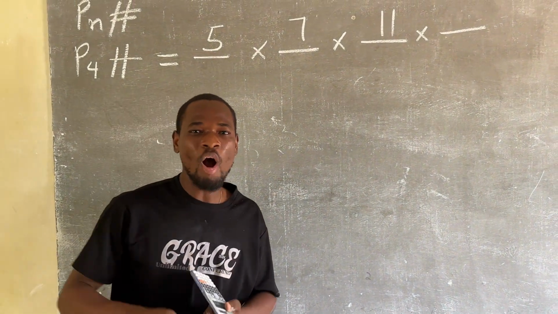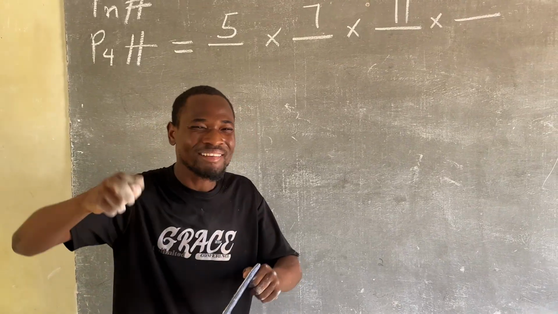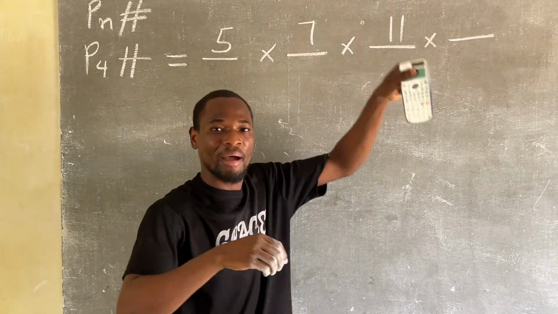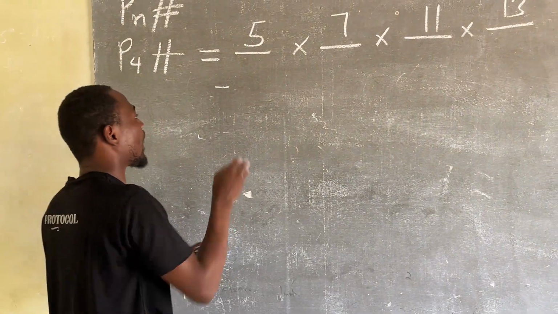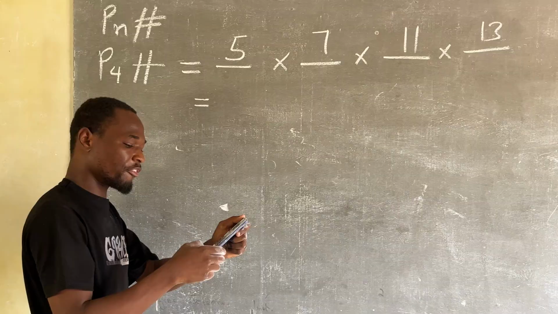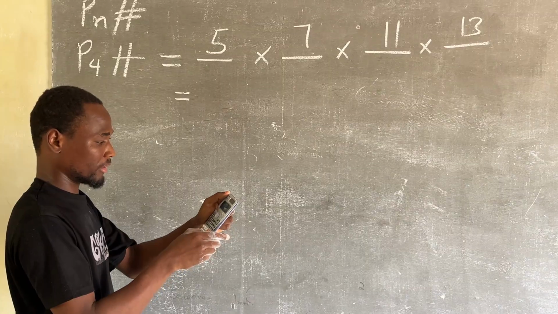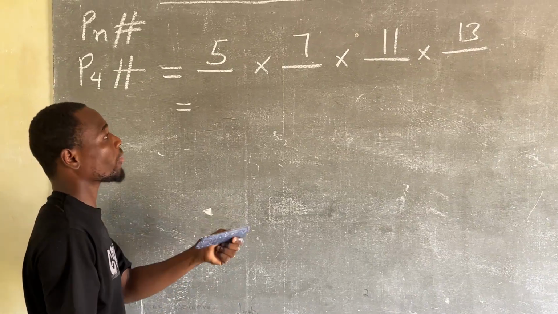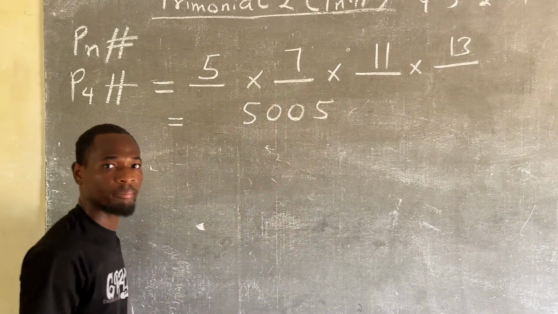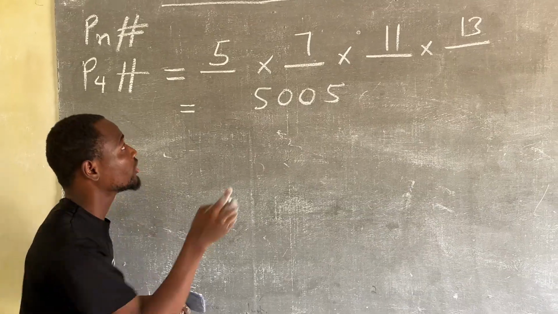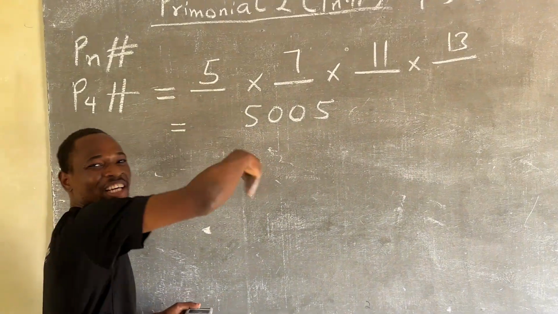Then times, what will be my next prime number? So 11, then 12, then 13. So 13 is the next prime number after 11. And with the help of the calculator, I'll be having 5 times 7 times 11 times 13, and I'll be having 5005. But viewers, let's observe something. You see from 5, then to 7, to 11, then to 13, we are increasing it.